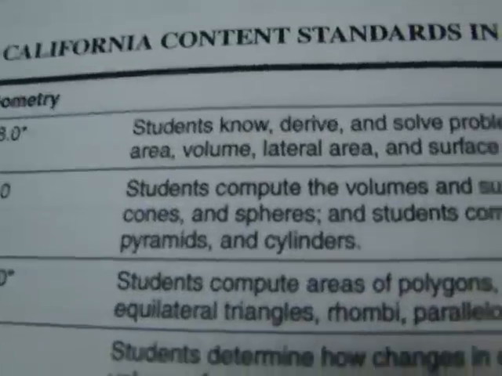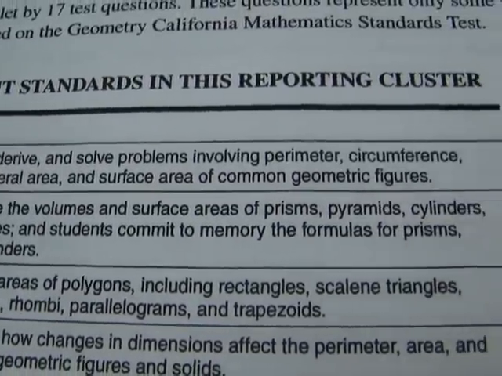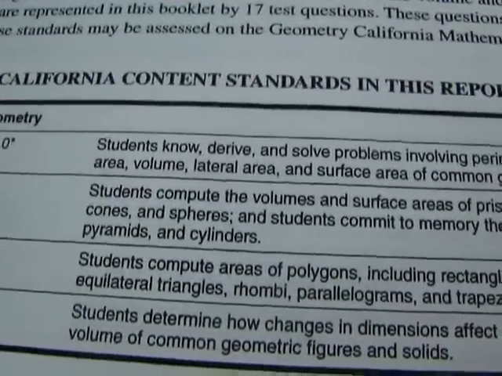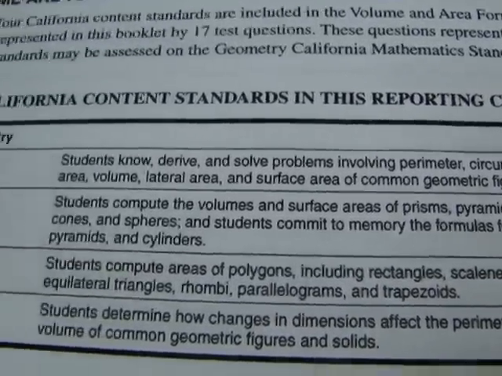Hi, and welcome to Standard 9. Standard 9 is about areas, surface areas, and volumes of complex forms. Let's take a look at it. Standard 9 says, students compute the volumes and surface areas of prisms, pyramids, and cylinders, cones, and spheres. The student commits to memory the formulas for prisms, pyramids, and cylinders.